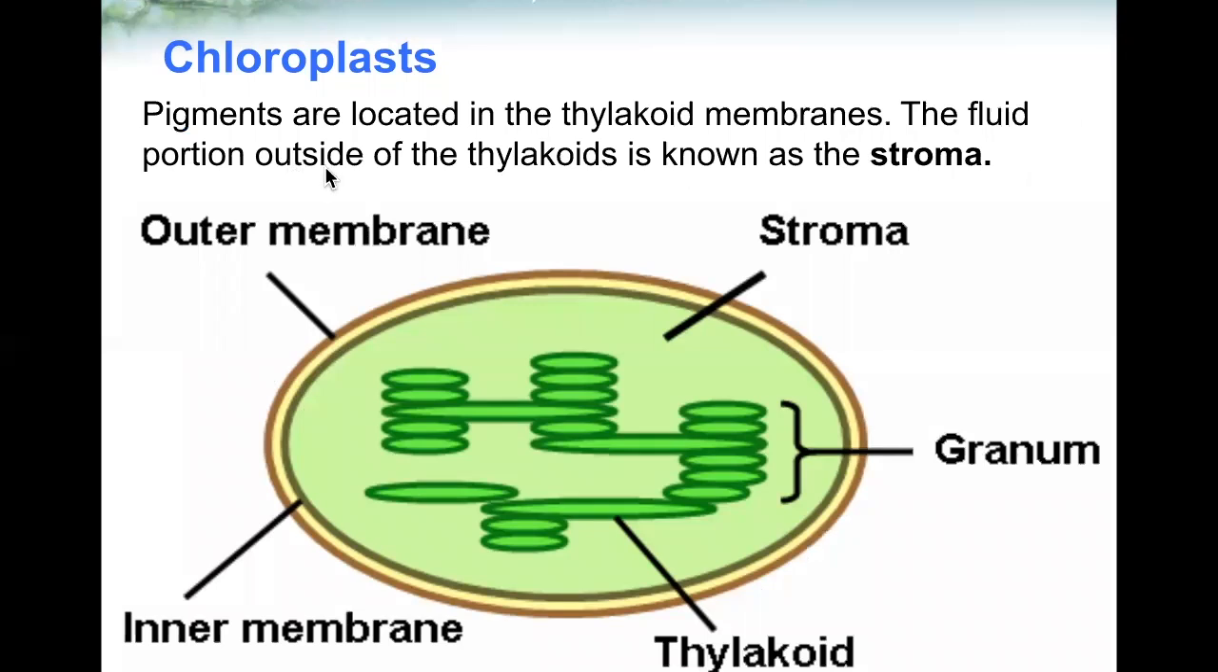Pigments are located in the thylakoid membranes. The fluid portion outside the thylakoid is known as the stroma. It's outer membrane, inner membrane, thylakoid, and then the granum is a stack of thylakoids.